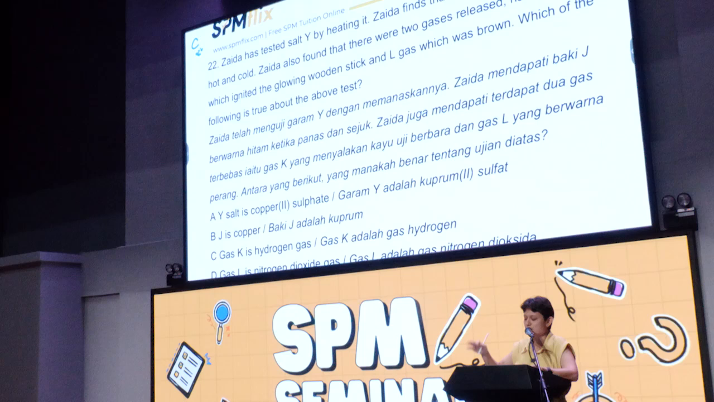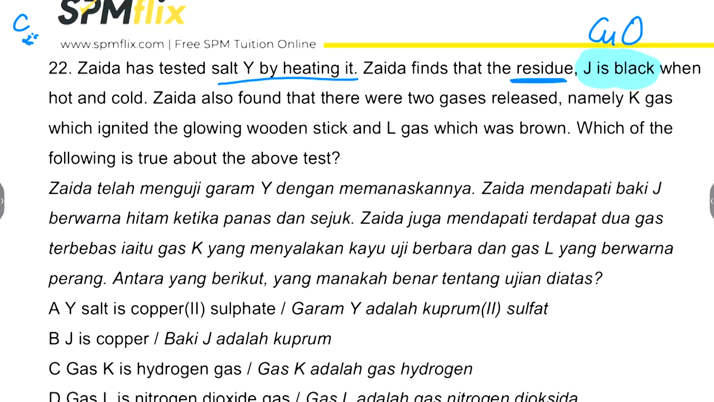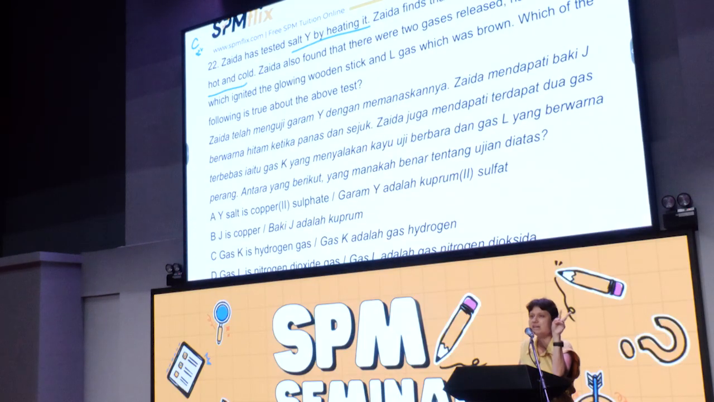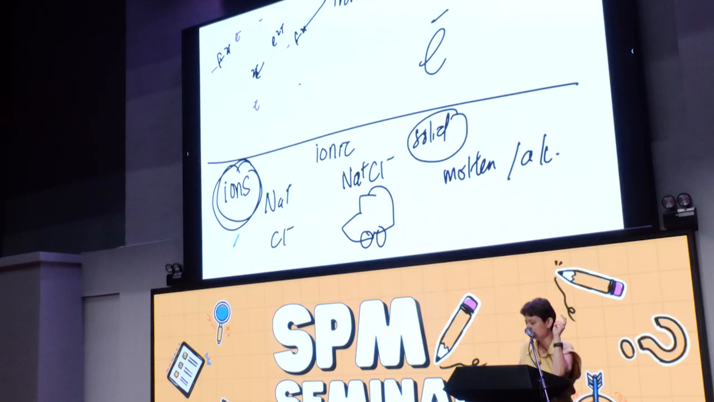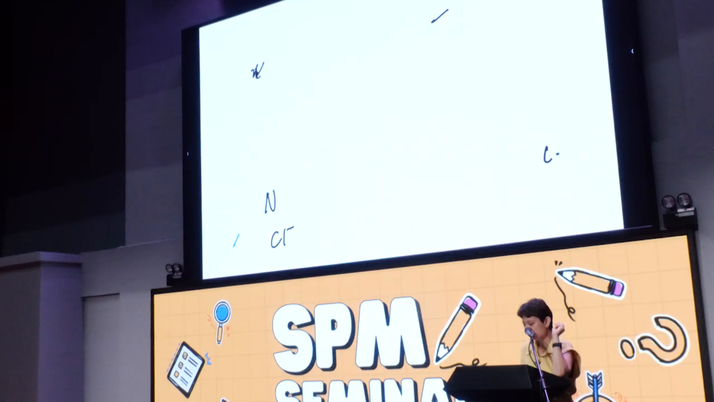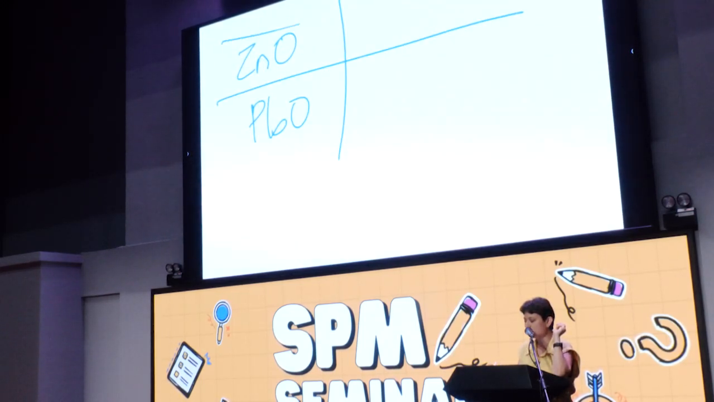usually anything that is black is carbon. Okay, so salt, why? By heating it, the residue, what is left over is black. When hot and cold, why they write here hot and cold? Because you have different things that are color that are hot and cold. There are only two things that are different color when hot and cold. Who are they? Lead oxide and zinc oxide. Do you remember? Some of you are looking at me. Got such thing? Yes, got such thing. Zinc oxide and lead oxide are the only two things that have different color when they are hot and cold.